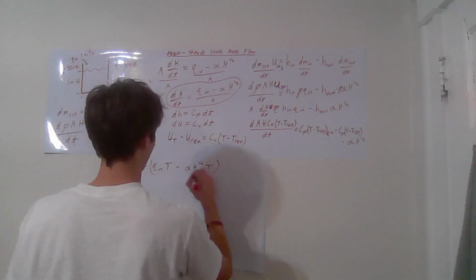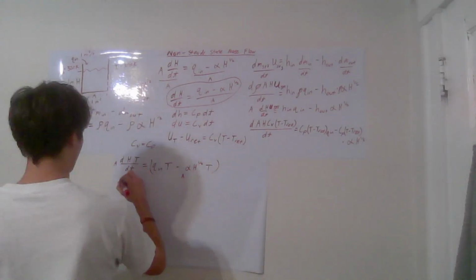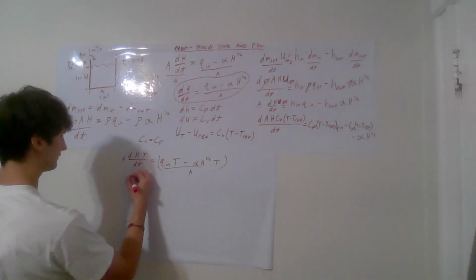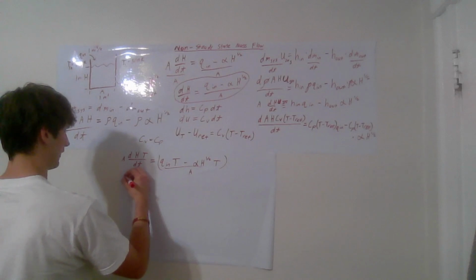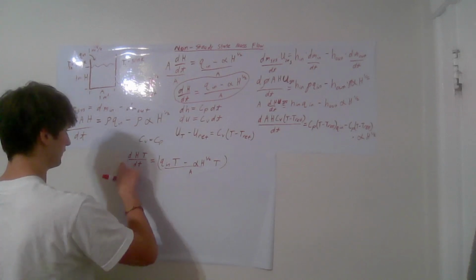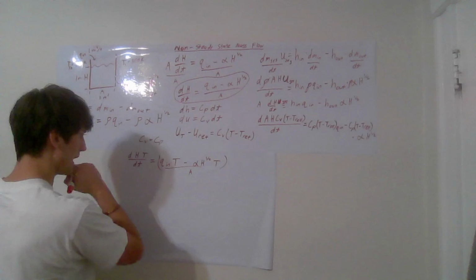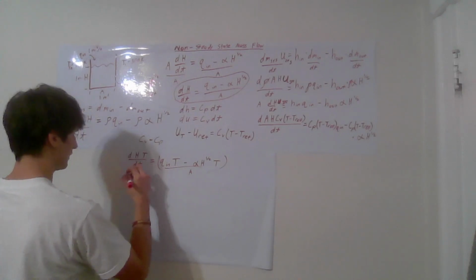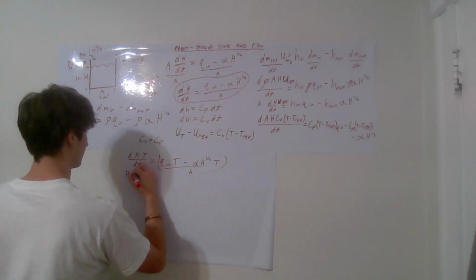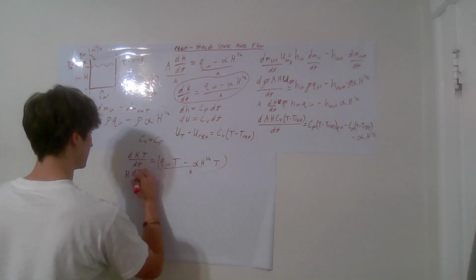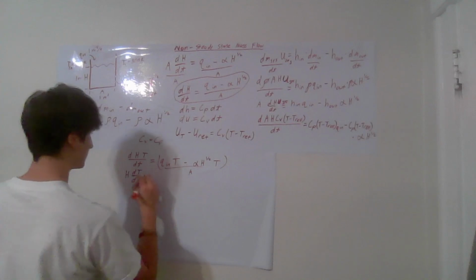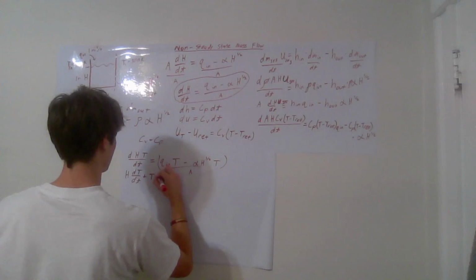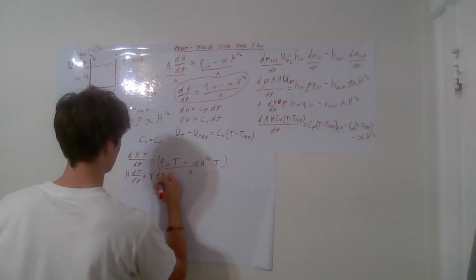We can divide our area, and we can separate our height and our temperature, and we get our A has been divided, and we get our height times our change in temperature over time plus our temperature times our change in height over time.